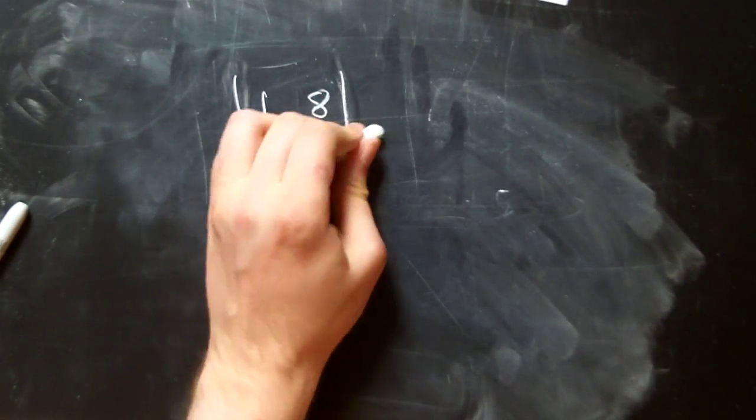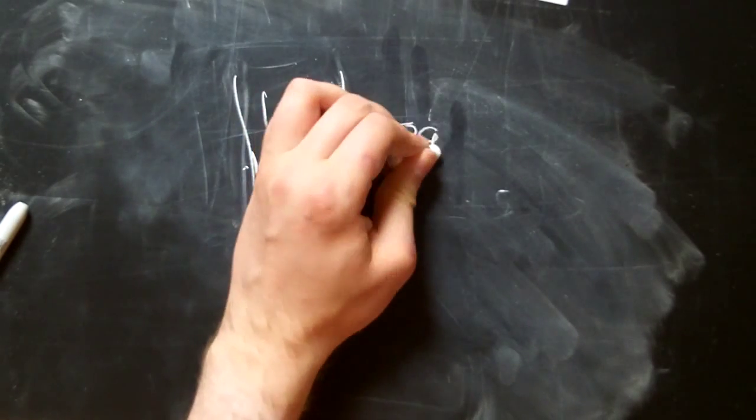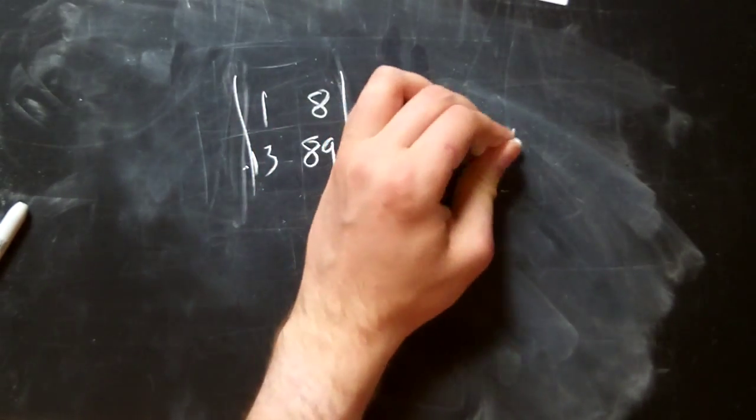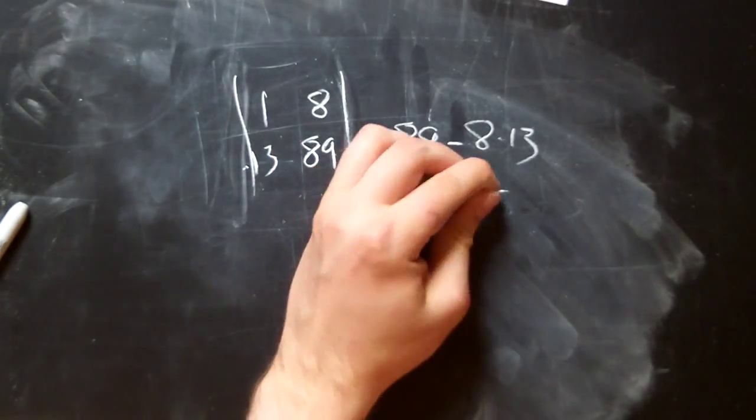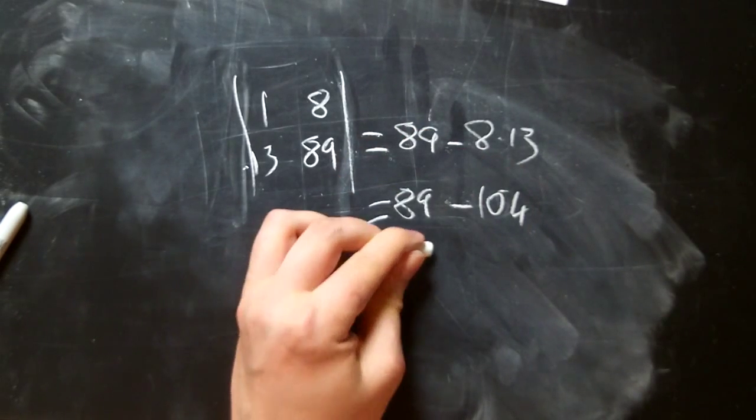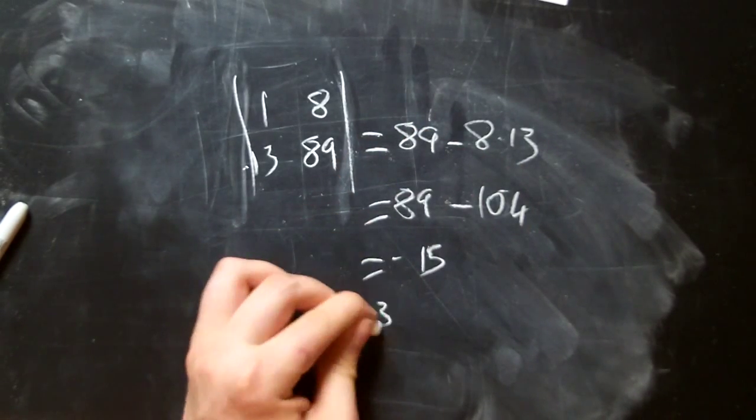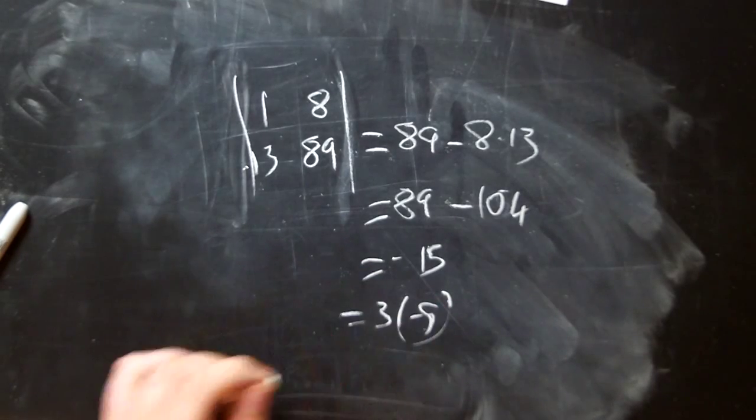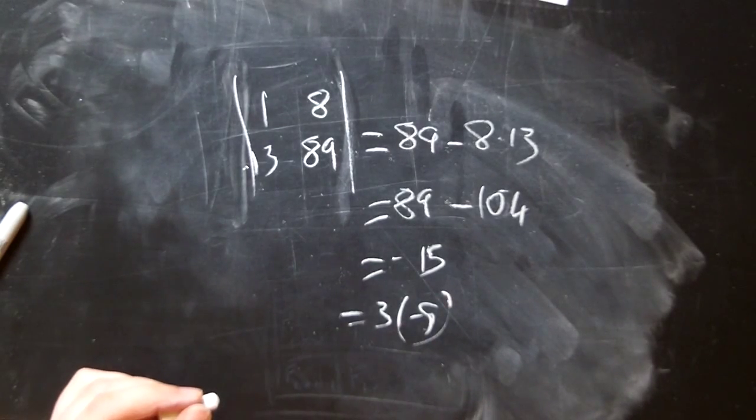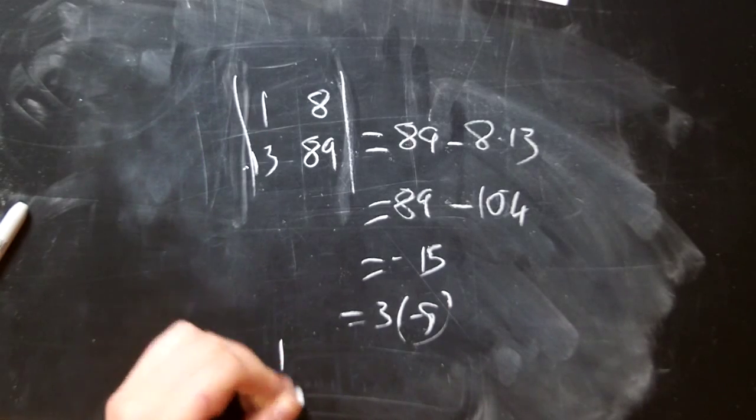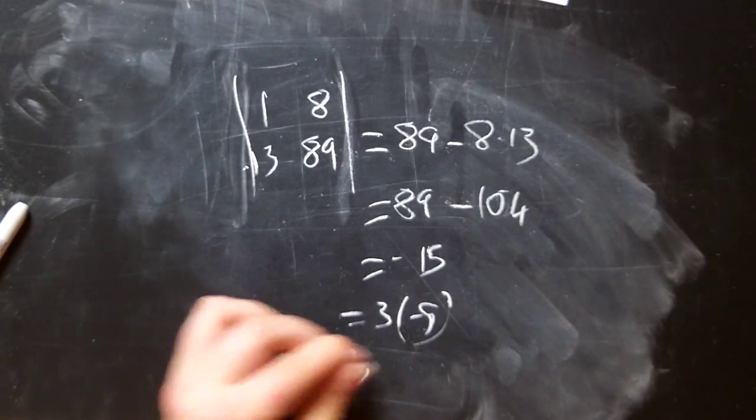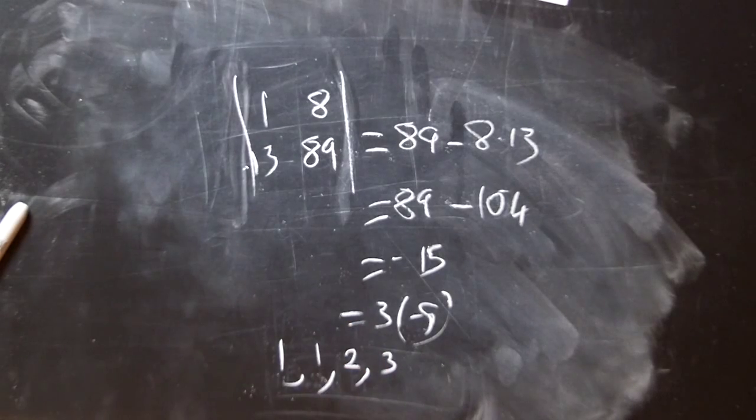Squares. There. Right. 89 minus 8 times 13 is 89 minus 104, which is minus 15, which is 3 times minus 5. So these determinants, they're all multiples of minus 5, but the multiples they were, as I made the box bigger, was 1, 1, 2, 3. It's the Fibonacci sequence again. So I've got another hypothesis now.